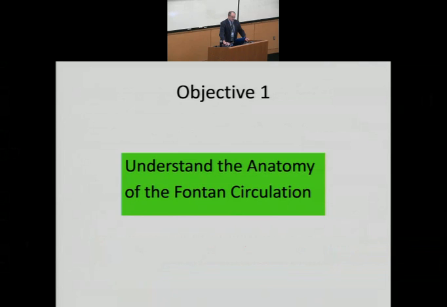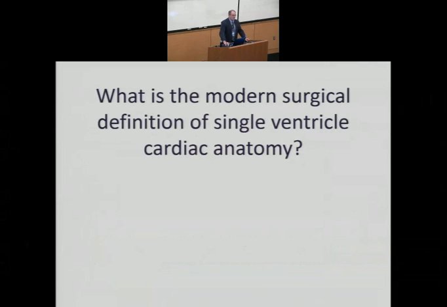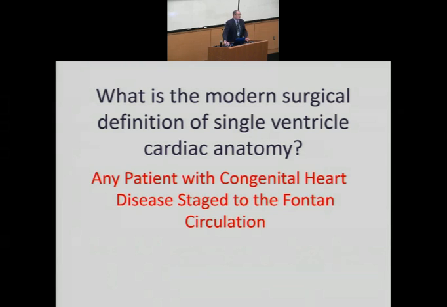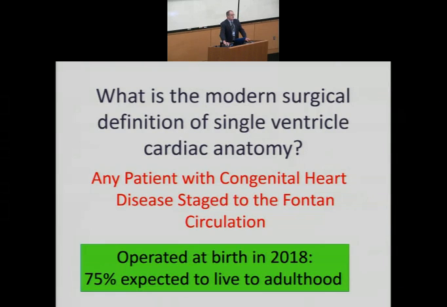So let's get on to our first objective: understand the anatomy of the Fontaine circulation. And it really all starts with what is single ventricle anatomy. We may have ideas about it, we don't always know about it, but really the definition is any patient with congenital heart disease who is staged to the Fontaine circulation. And in 2018, we would expect that when operated on at birth, 75% of these patients are going to live to adulthood. Such is the advance in the techniques of this procedure and the outcomes in terms of cardiology, anesthesia, and of course our surgical colleagues.